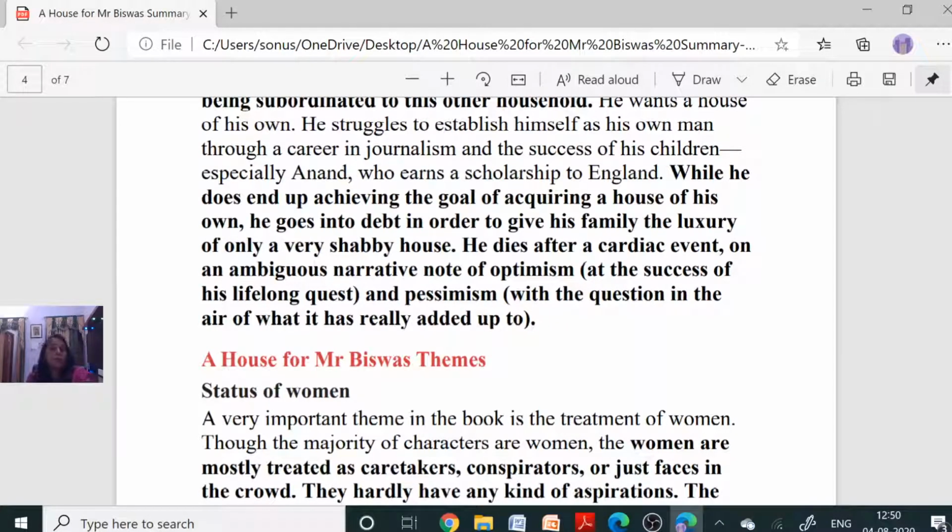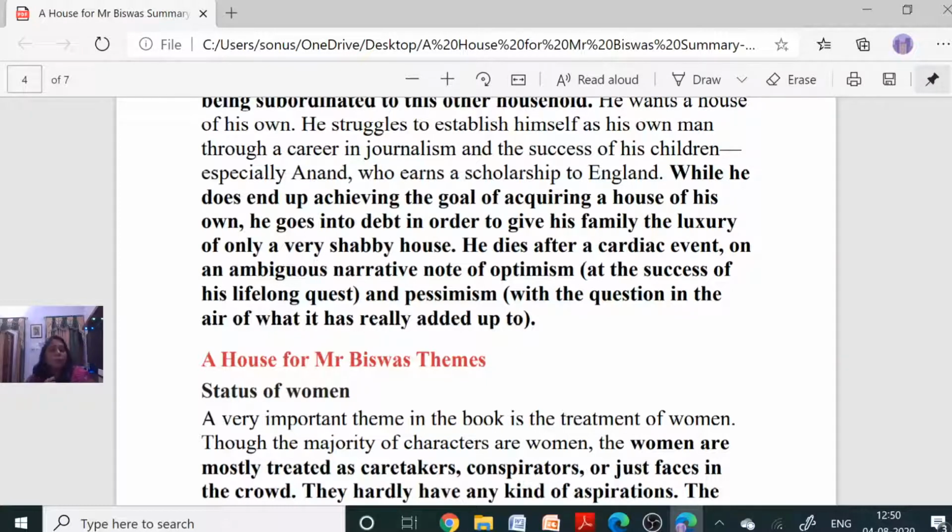You can see the end of this fiction with a note of optimism, because he was able to get success in his lifelong quest of having his own house, and pessimism, with a question in the air about what it has really added up to. So what exactly does this mean in the end? Both things are there, the optimism as well as the pessimism.